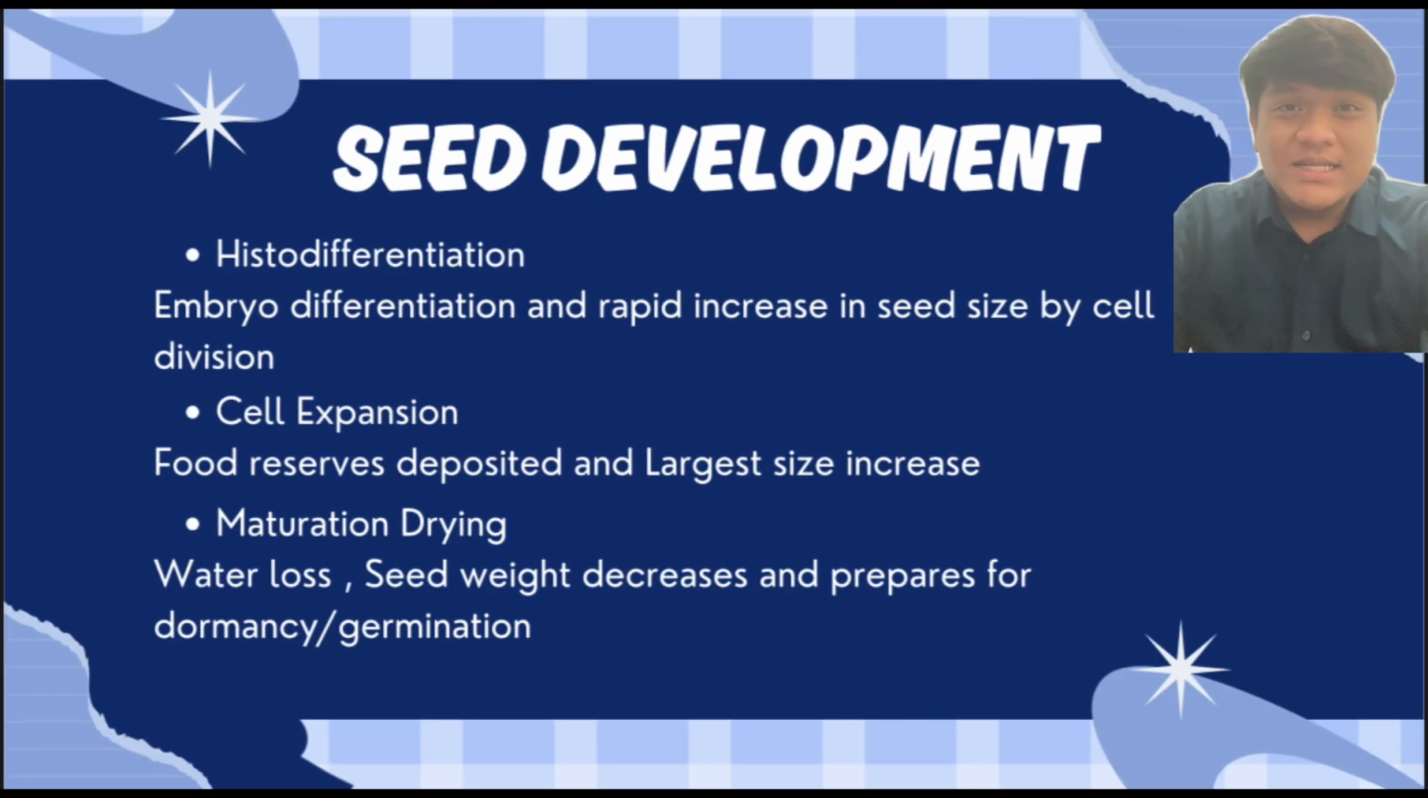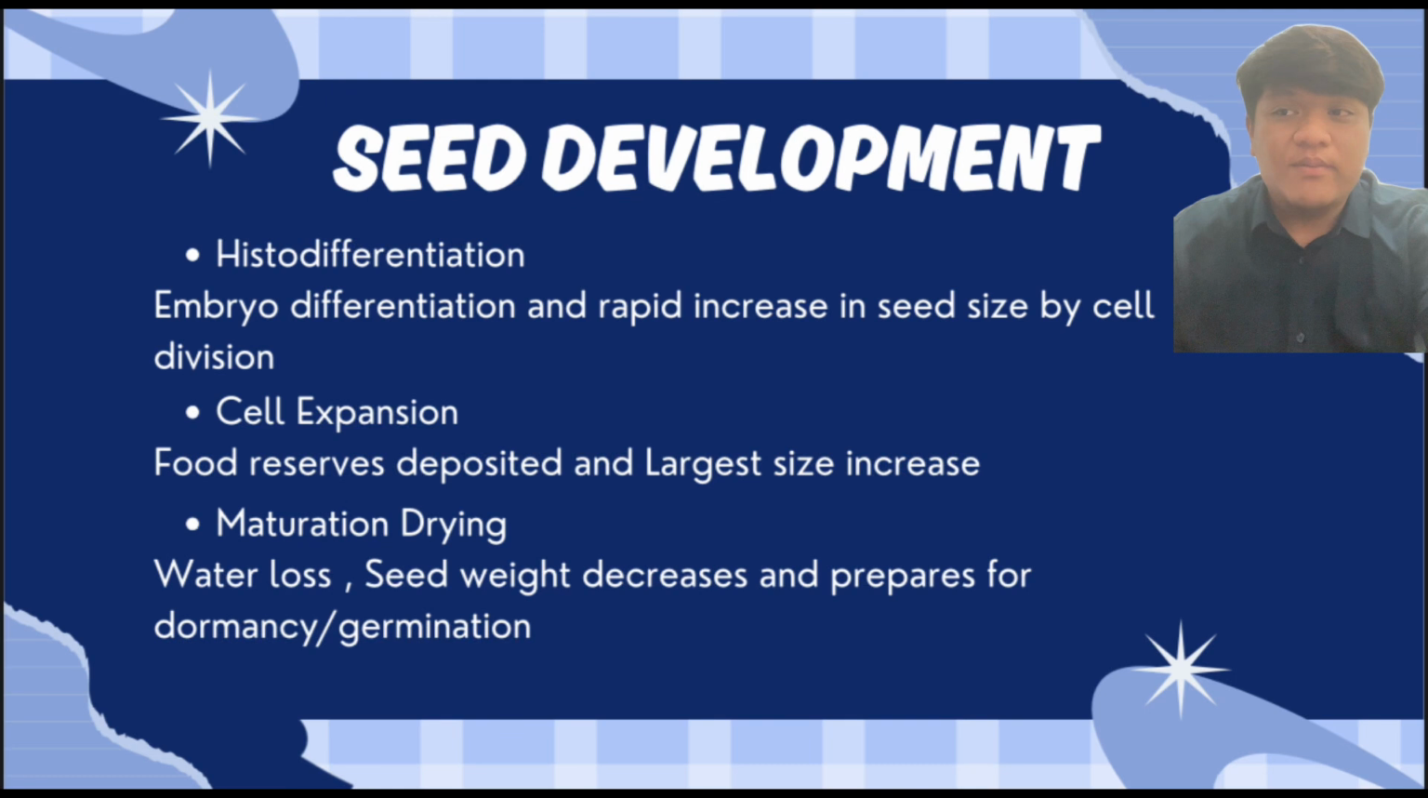As you know, seed development happens in three stages. First, histodifferentiation. This is the early stage when the embryo starts to form and seed size increases rapidly through cell division. Second, cell expansion. Here, the seeds grow the most as food reserves like starch, proteins, and oils are stored. This is crucial for supporting the embryo when it germinates.